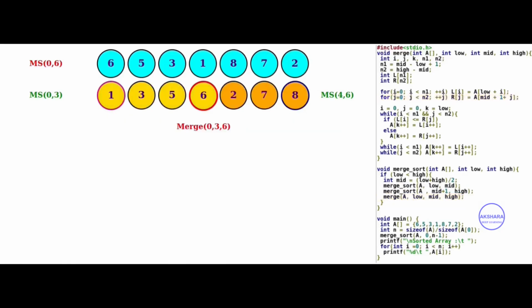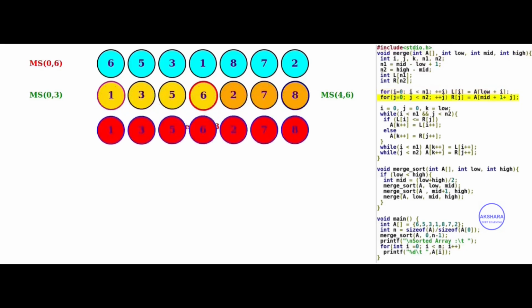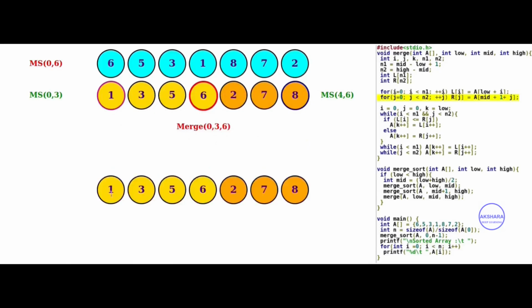Merge of 0 comma 3 comma 6 will be called. Here low is 0, mid is 3 and high is 6. Again the same process will be repeated. Elements from lower index to mid will be copied into L. Mid plus 1 to high will be copied into R. The first four elements are from L and the last three elements are from R. Again I, J and K will be initialized. K is initialized with low value. Here low is 0. I and J are also 0.